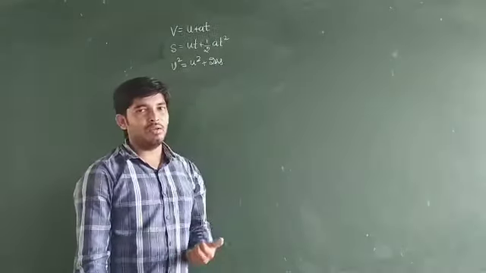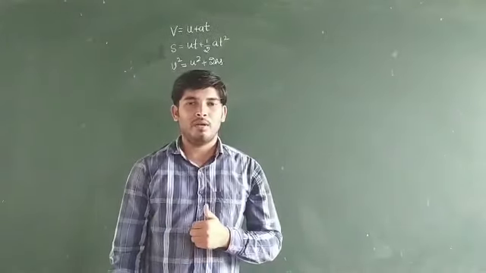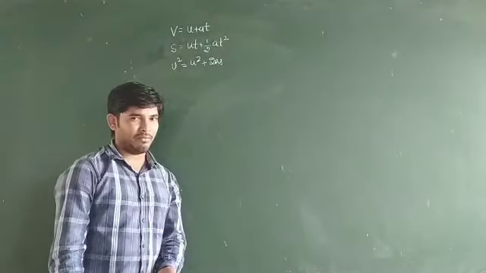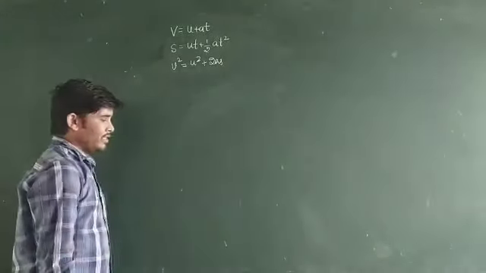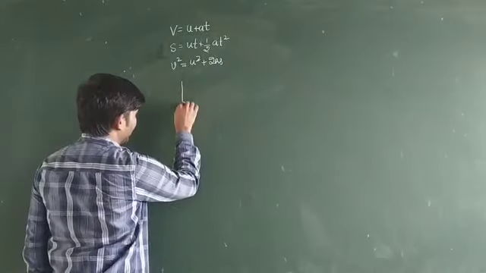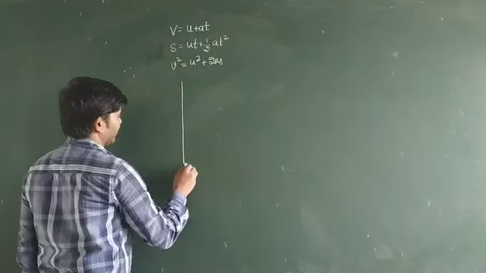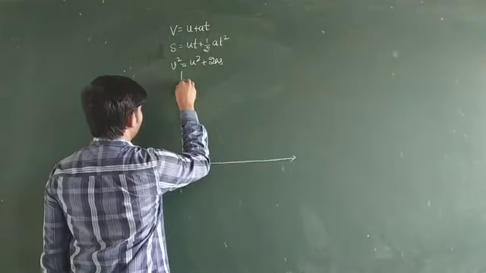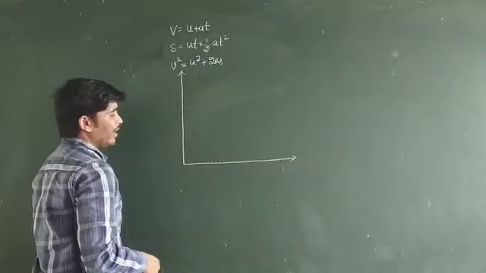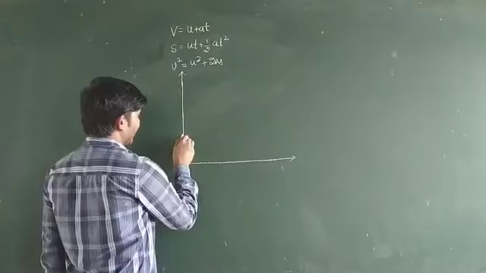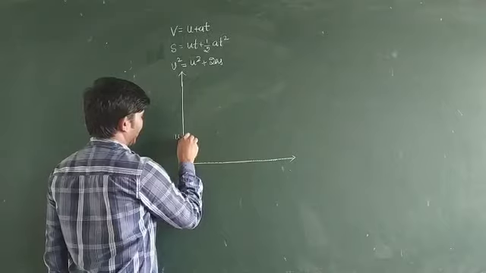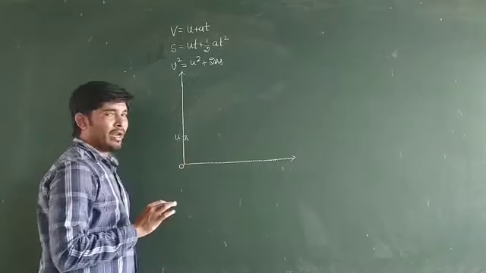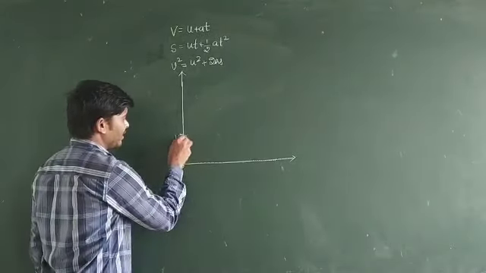Now let us derive these three equations of motion with the help of the graphical method by using the velocity time graph. First, initially, the body is in a linear motion. Body is in a linear motion means it is traveling in a straight line path. Its initial velocity is u. Now consider it is the origin. The body is not at rest initially. Its initial velocity is u.